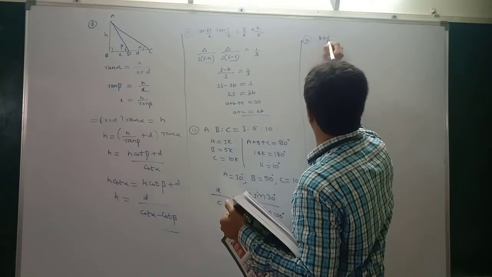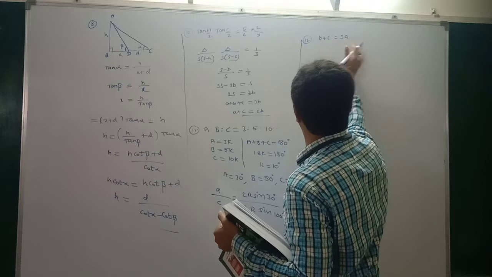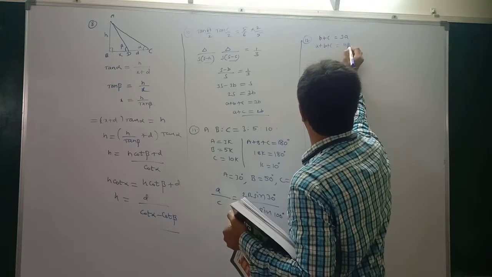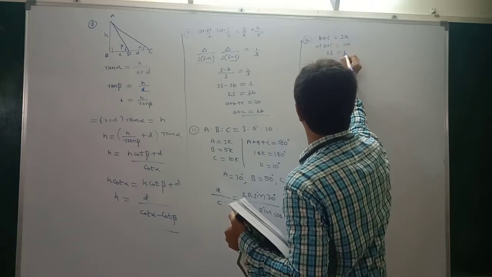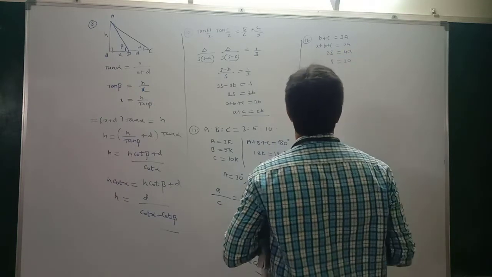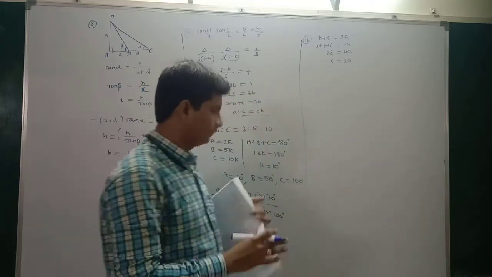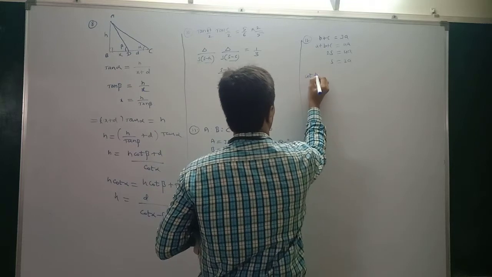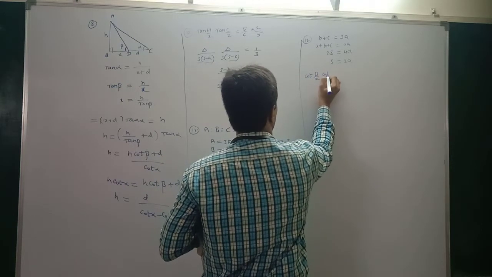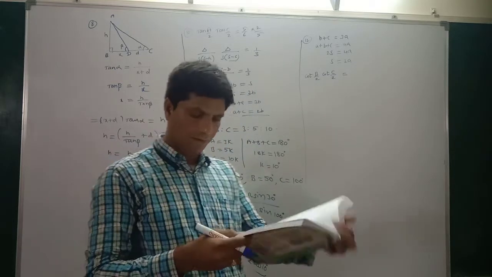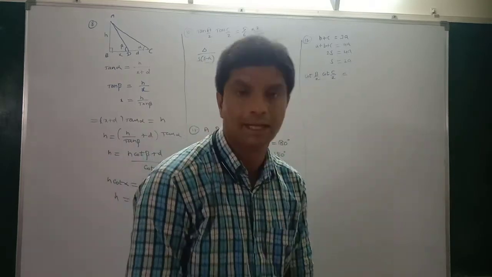B plus C equal to 3a. Add a on both sides. A plus B plus C equal to 4a. We know this is 2s, 4a. S equal to how much? 2a. S equal to 2a. Let it be. What do we have to find here actually? We have to find the value of cot B by 2 into cos B by 2. 3, 1, 4, 2 are the given options.